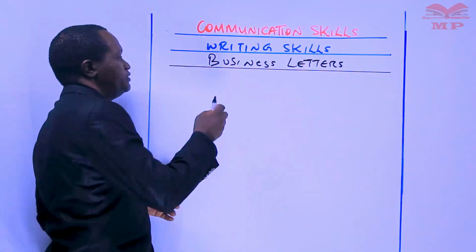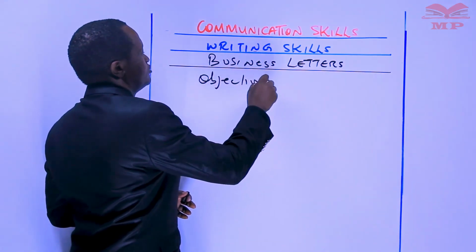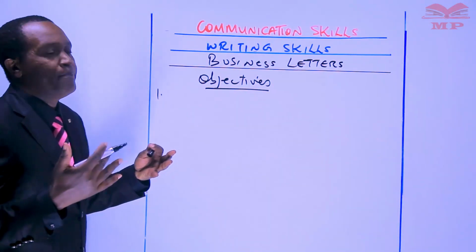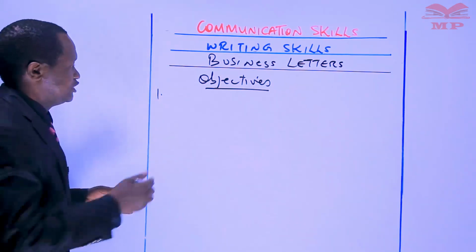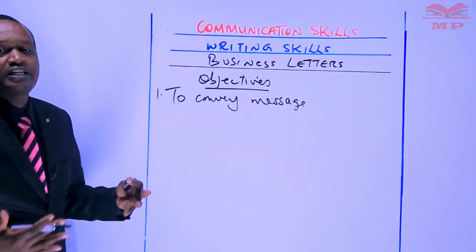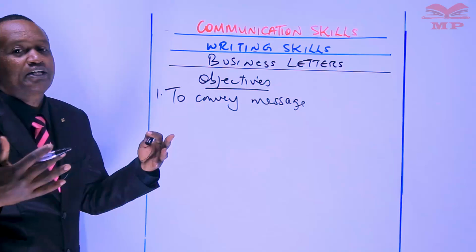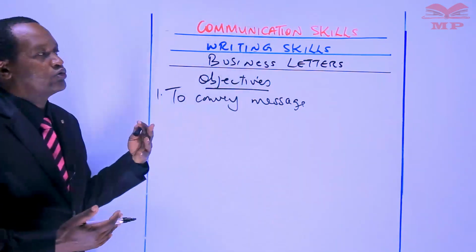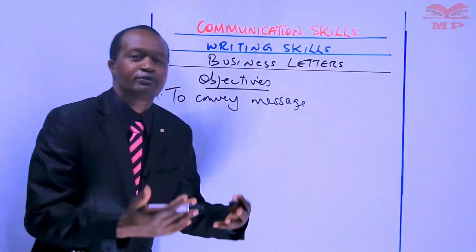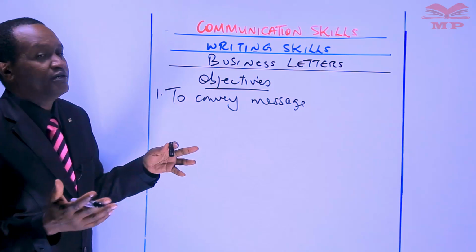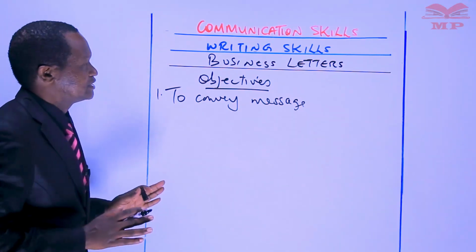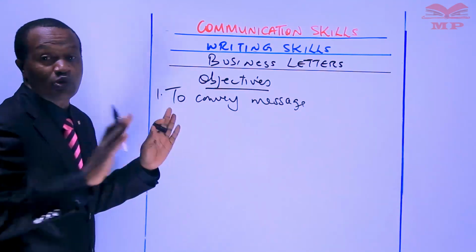And candidates, business letters serve various objectives. What are the objectives of writing business letters? The first obvious objective is to convey a message. Business letters are written in order to convey certain messages, and that means giving information or seeking information or acknowledging receipt of information. It may also include making an appointment or even receiving or forwarding information or documents. So one objective of writing a business letter is to convey a message.